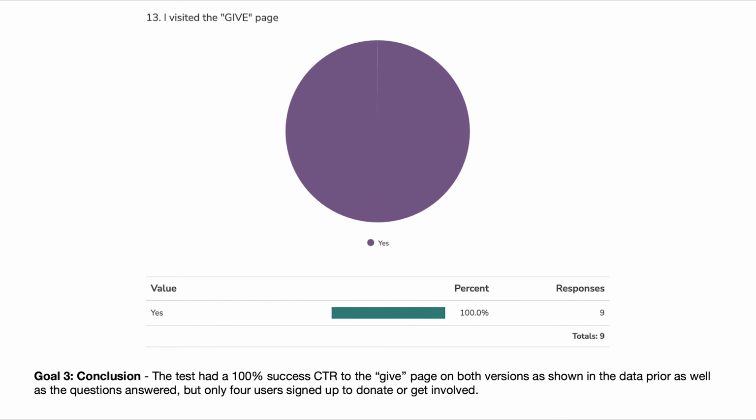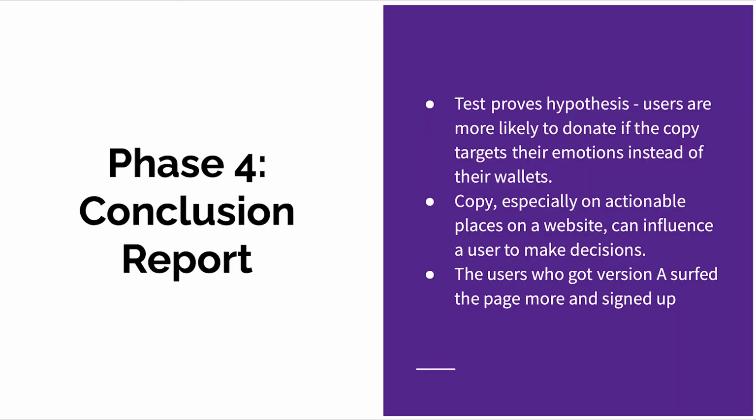So the conclusion, phase 4 of the whole report, was that the test proves the hypothesis that users are more likely to donate or get involved if the copy targets their emotions instead of their wallets. Copy, especially on actionable places on a website, such as a button, can influence a user to make decisions.